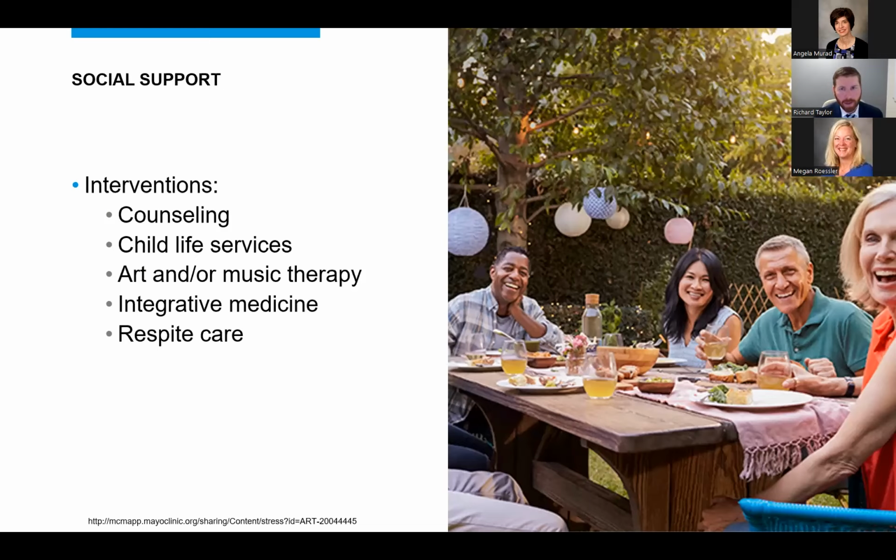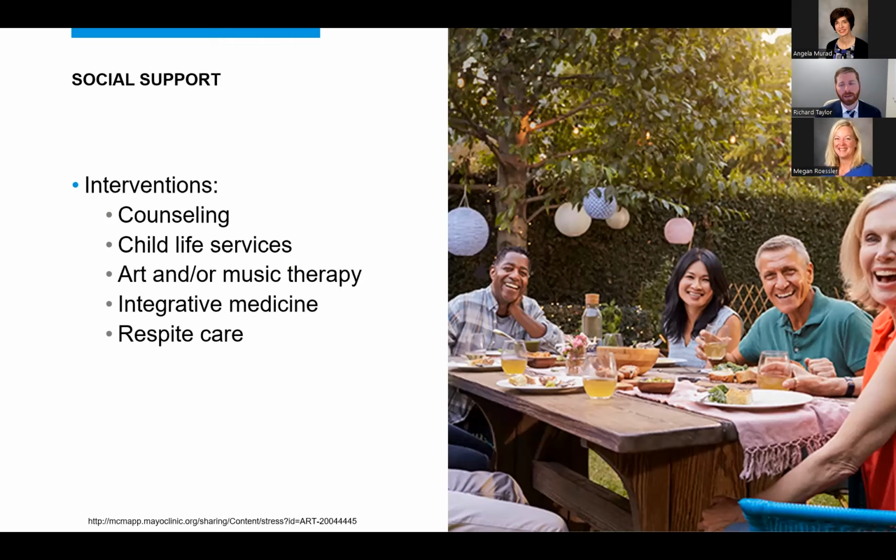So what do we do about them when we do find some issues? Well, there are a few things. Counseling can be helpful, especially when we're adjusting to the diagnosis. Child life services. Sometimes I have younger adults that I see that have children, and we need some help in that regard. Art or music therapy I found to be of benefit to my patients. Integrative medicine, which includes sometimes acupuncture, massage therapy, alternative medications that can be used.